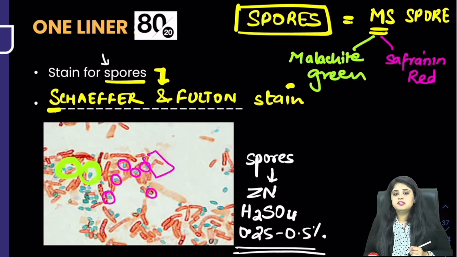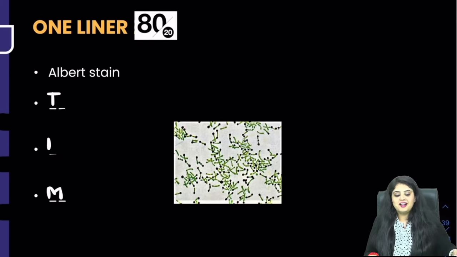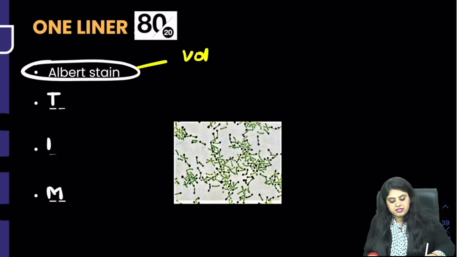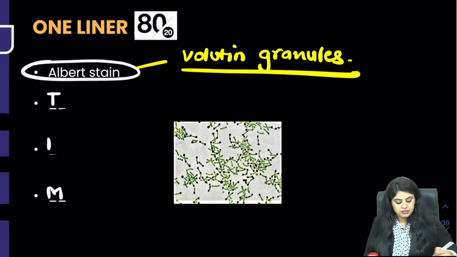Now, Dr. Hemant is saying, ma'am, malachite green is used somewhere else too. Okay, you are running one slide ahead of me. Where else is malachite green used? Of course, that is going to be the Albert stain. We had studied this in our image-based session 10 days ago, so I'll wrap up in 20 seconds. Albert stain is obviously used for what? It is used for volutin granules. And we have something known as TIM. So what is TIM?